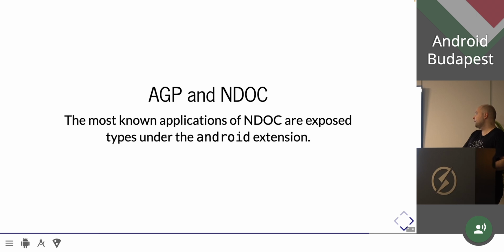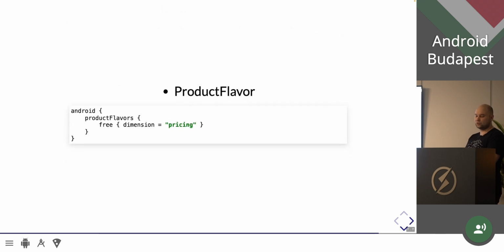So the most known application of the NamedDomainObjectSet class in Android are the product flavors. You can put free, you could put paid, whatever word, and it will, behind the scenes, be translated to just a string.